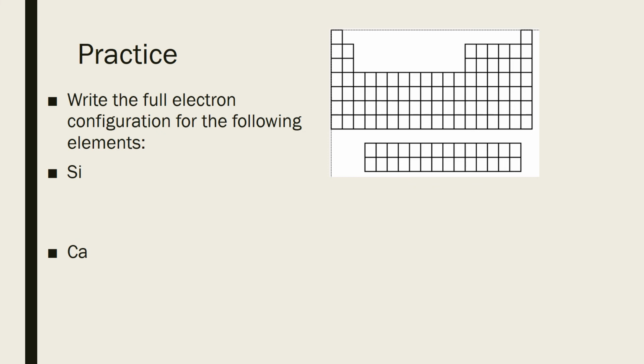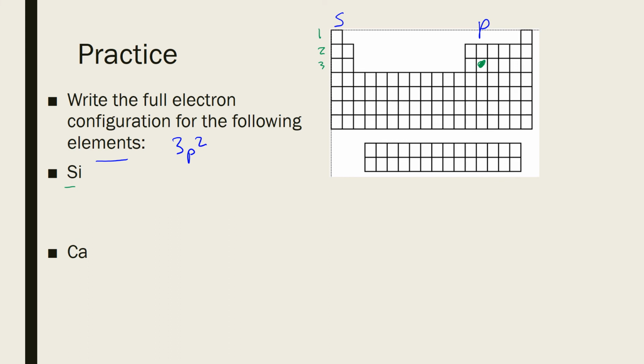So let's practice this. We're going to write the full electron configuration for the following elements. We're going to start with silicon. Silicon is located right here on the periodic table, in row 3. We have the S block here and the P block here. It's in the P block, 2 spaces over, in the 3rd row. So that means silicon ends on 3p2. That's how we know where we're going to stop.